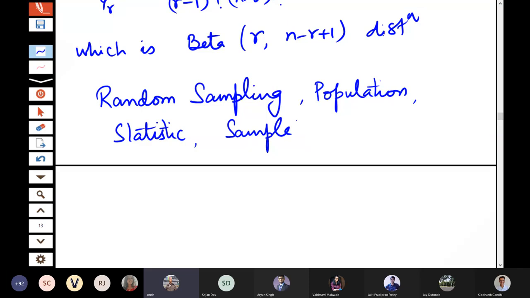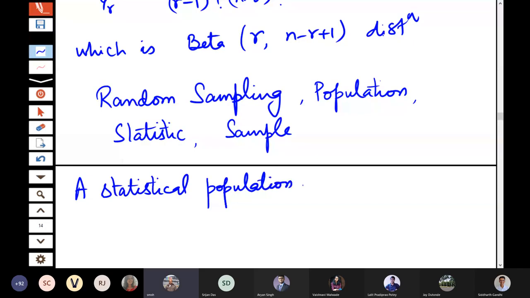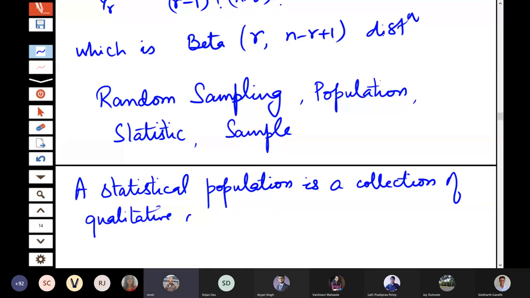So a statistical population is a collection of qualitative or quantitative observations or measurements, you can say.